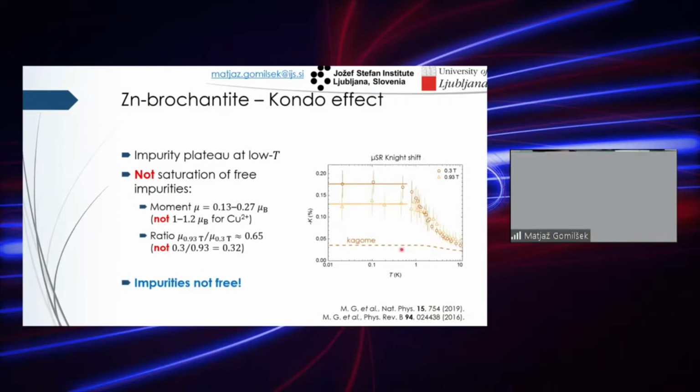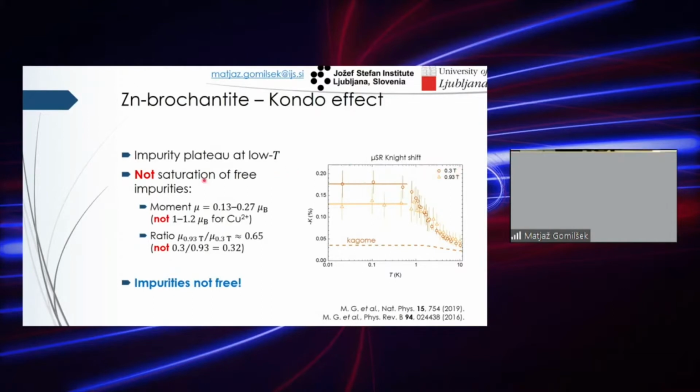And what do we get? So this K, this Knight shift, is proportional to the susceptibility of the impurities. So the low temperature susceptibility of impurities actually saturates to a finite value, so a plateau, which could be expected for free impurities just saturating in an applied magnetic field. We had applied magnetic fields here from muon spin relaxation, which are not terribly high, but they are there.